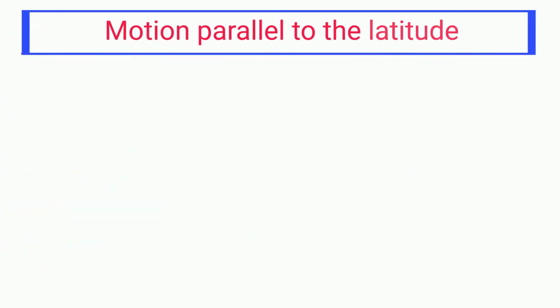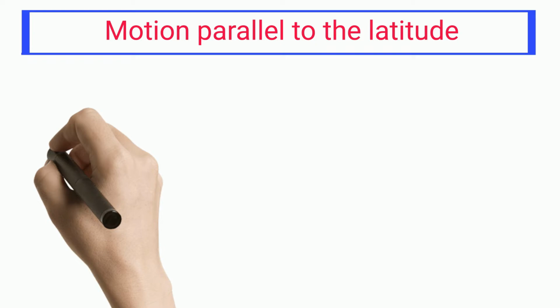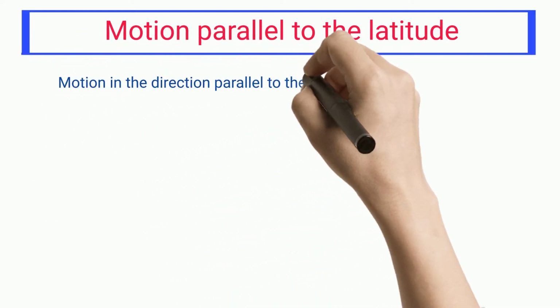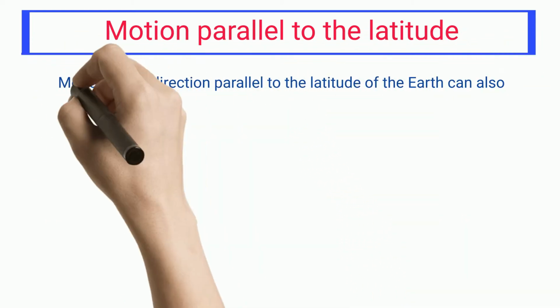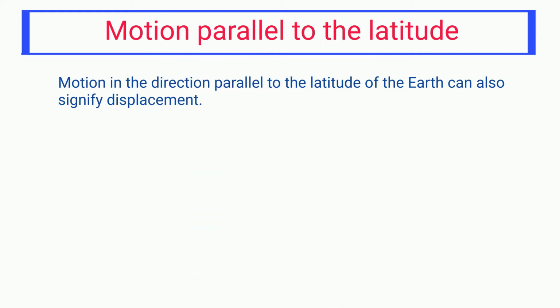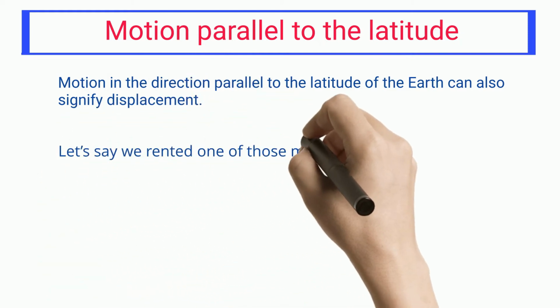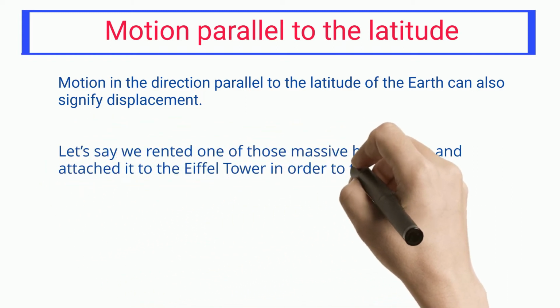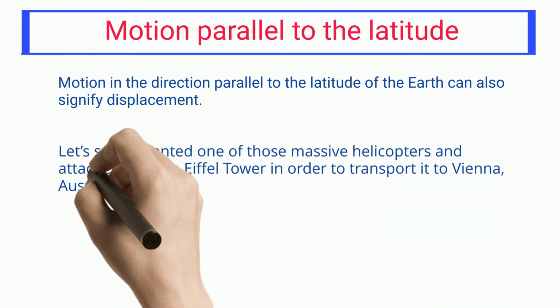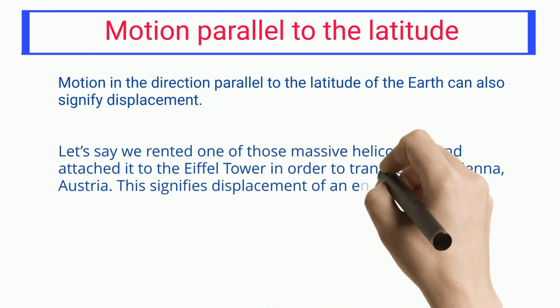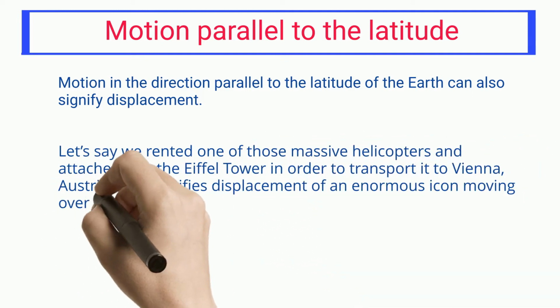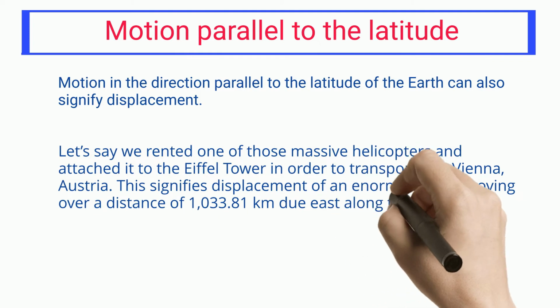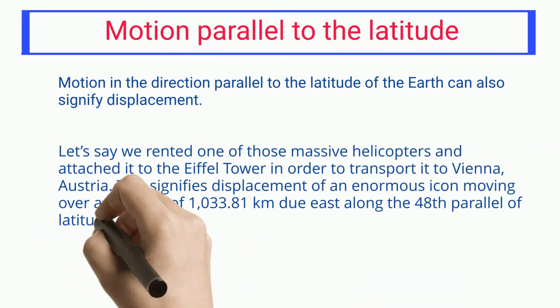Motion parallel to the latitude. Motion in the direction parallel to the latitude of the Earth can also signify displacement. Let's say we rented one of those massive helicopters and attached it to the Eiffel Tower in order to transport it to Vienna, Austria. This signifies displacement of an enormous icon moving over a distance of 1,033.81 kilometers due east along the 48th parallel of latitude.